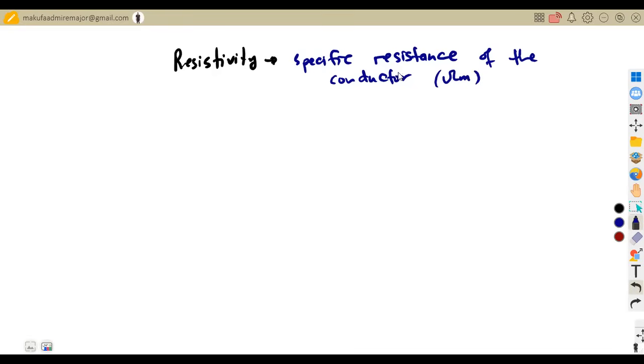meters. So calculating our resistance from the resistivity, it follows that the resistance of a material is going to be the resistivity times the length over the area. So the resistance is directly proportional to the length, and this same resistance is inversely proportional to the area. And this resistance, as we know, is measured in ohms.